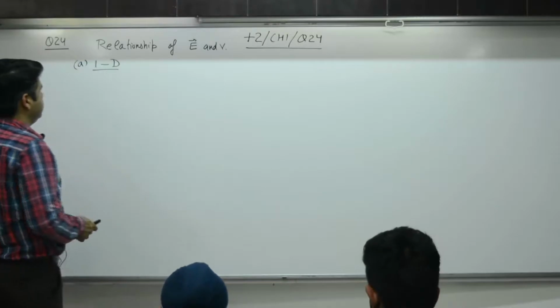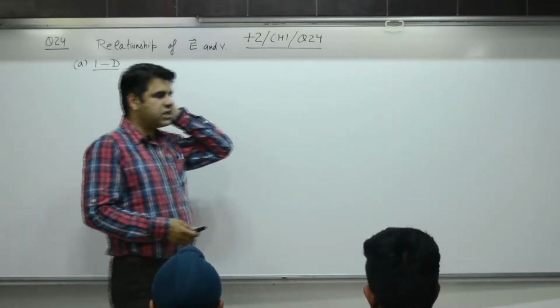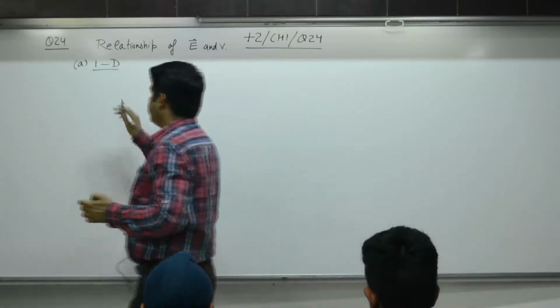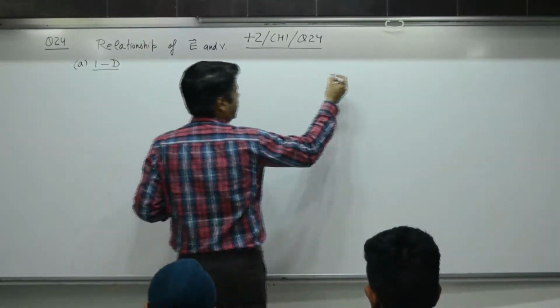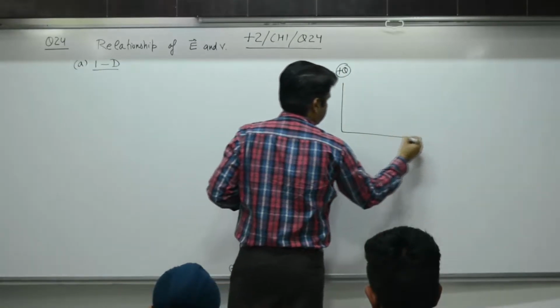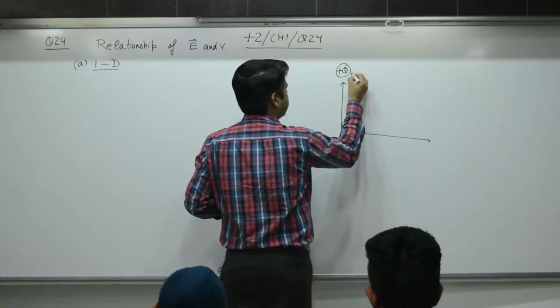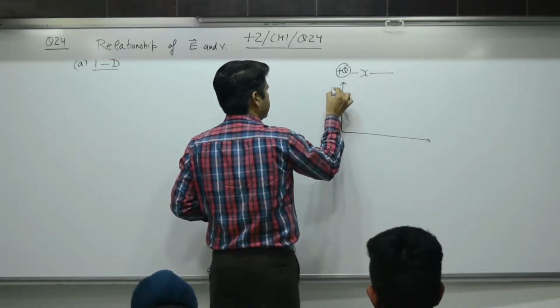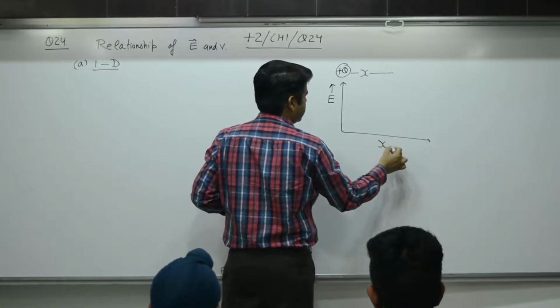Here the question is to find the relationship between electric field and potential. First we will do it for one dimension. If there is a charge Q, the electric field at any distance x, first we will discuss magnitude only.